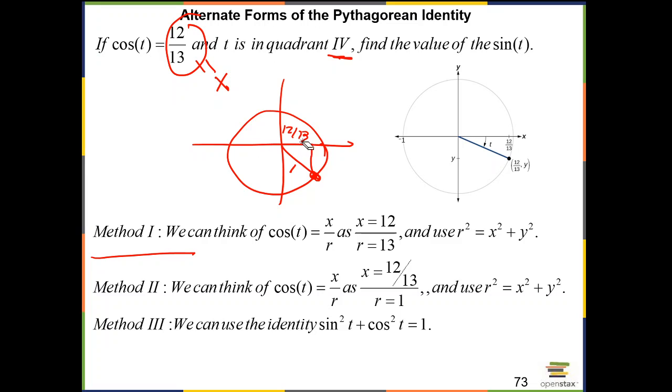And then you can think of the identities. You can use identities and look at it that way. So either x, y, and r, or you can think of it as r equal to 1, which is the unit circle, like I did here. Or you could just use identities. 3 different ways to do it.